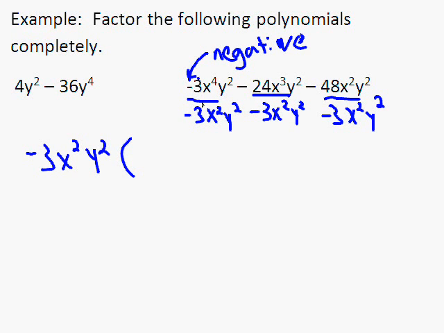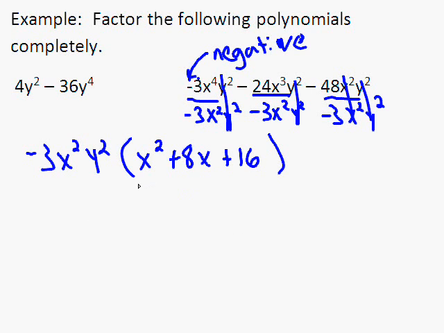Leaving us with negative 3 over negative 3 is 1, which we don't have to write. X to the fourth over x squared is x squared, because 4 minus 2 is 2. Y squared over y squared is 1, so we don't have to write that either. Negative 24 over negative 3 is plus 8. X third over x squared is x, and the y squareds cancel. Negative 48 over negative 3 is a positive 16, and the x's cancel, and so do the y's.